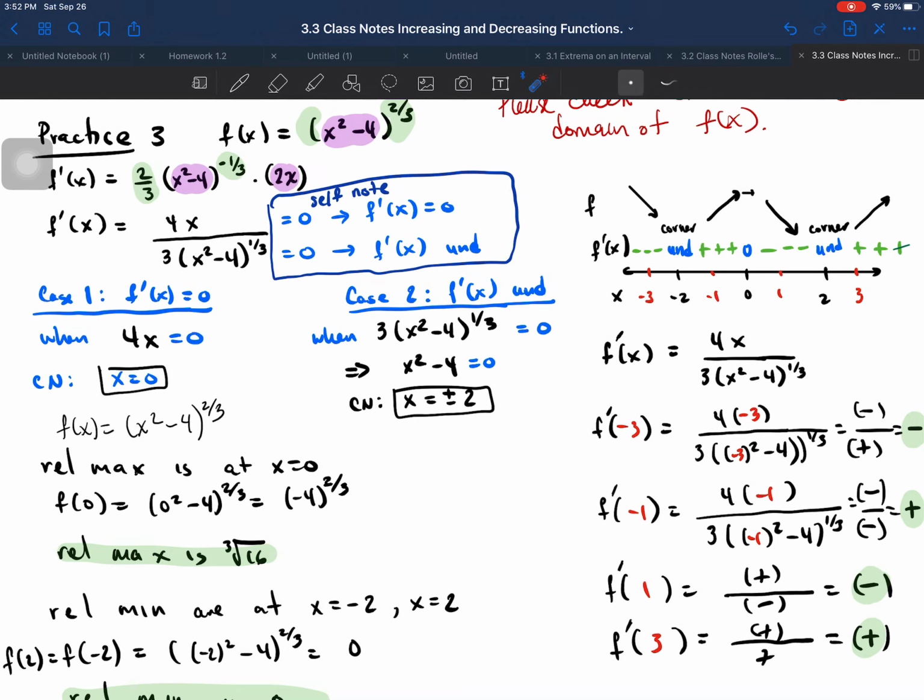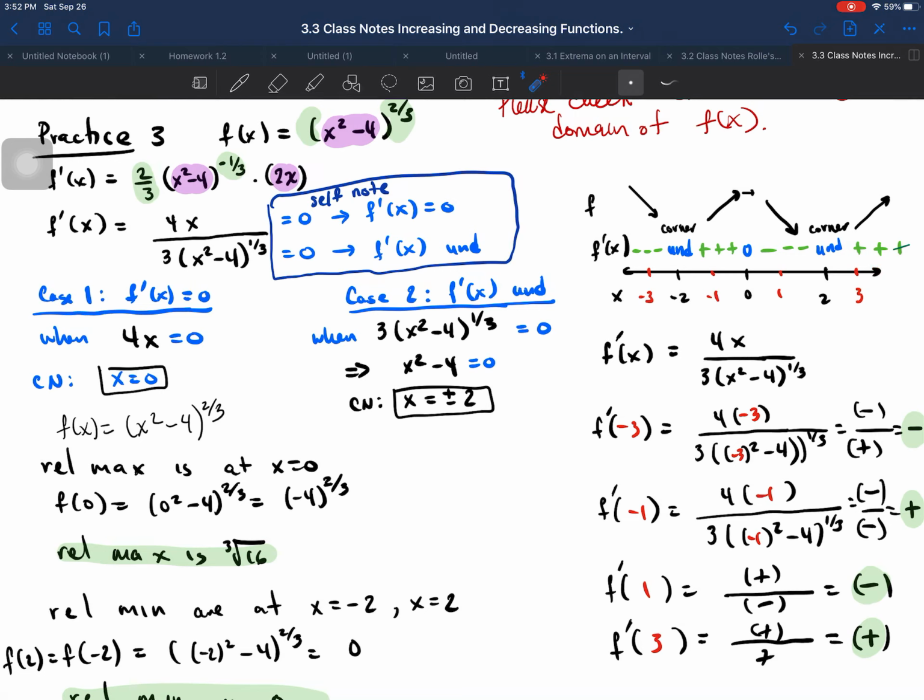So I'm going to get these values, right? Now I'm going to make myself a note for my function. My function is going to be decreasing because my derivative is negative. It's going to be a corner, right? It's a corner because the derivative is undefined. The function is going to be increasing because the derivative is positive. It's going to be constant because the derivative is 0. The function is going to be decreasing because the derivative is negative, and the function has a corner because the derivative is undefined, and the function is increasing because the derivative is positive.